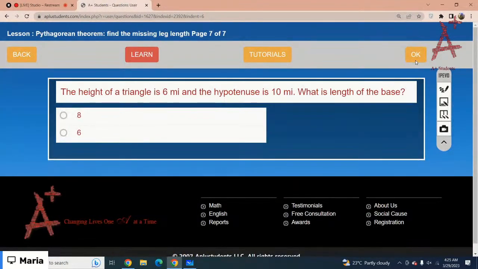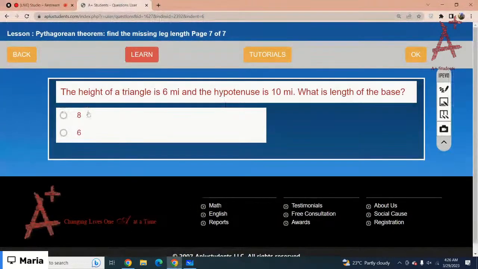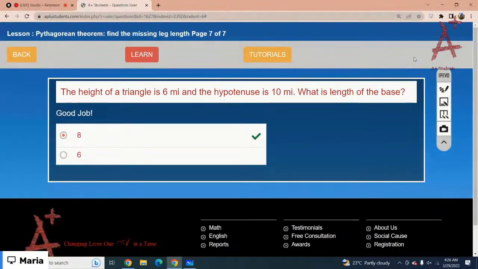Okay, the height of the triangle is 6 and the hypotenuse is 10. Here you can see the height is 6 and the hypotenuse is 10. That is exactly the same. So in this case, the correct option is a equals 8. Okay, we are done with the lesson. Let's move on to the next lesson.